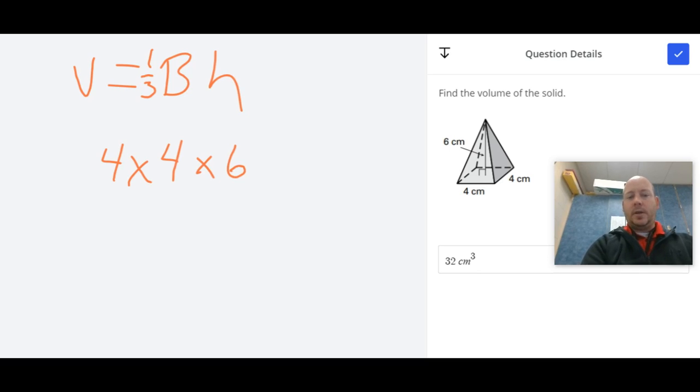And if you're using a calculator, the easiest way to do that is just divide by 3. Okay, so area of the base times the height, a third of that, so divide by 3, and we'd end up with 32 centimeters cubed.